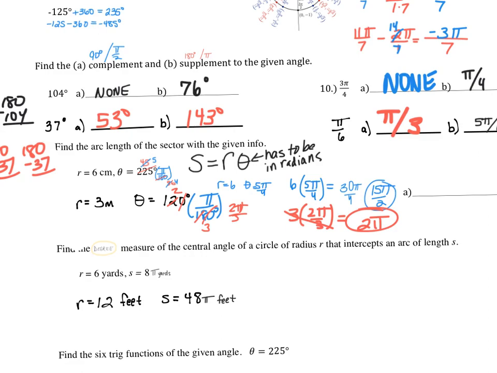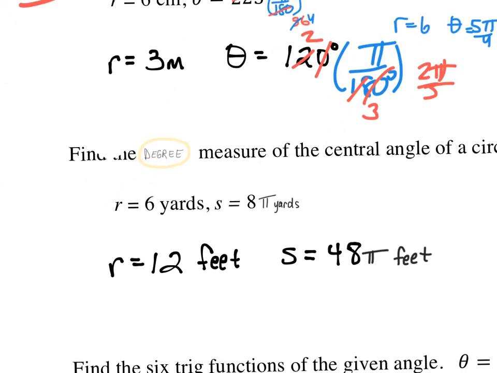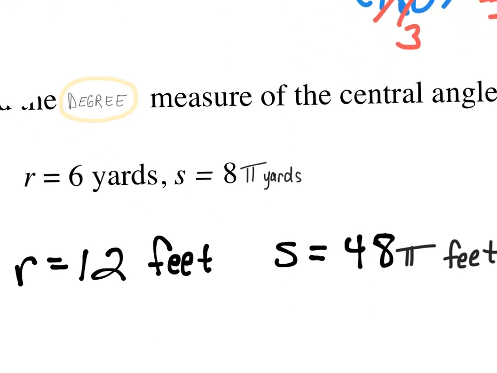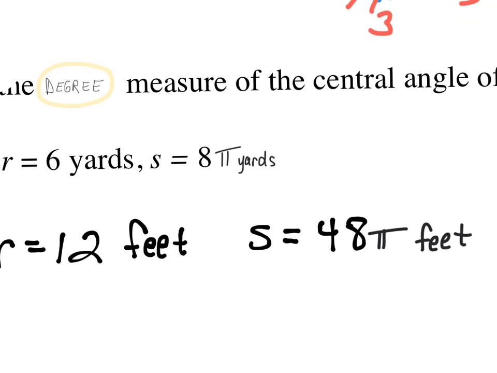All right, if I come down here, there's a couple things I want you guys to change on your problem. I changed the problem a little bit on the quiz. Instead of finding the radian measure, I want you to find the degree measure. It's going to be one extra step, so change that on your problem. And then make sure your S, your arc length, has pi with it. So it should say S equals 8 pi, and it should say S equals 48 pi. You'll see why in a second.